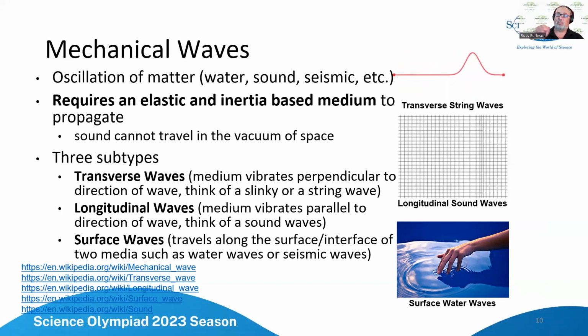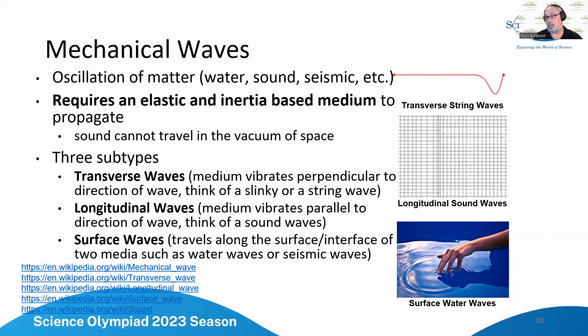Now, there are three subtypes of mechanical waves: transverse waves, longitudinal waves, and surface waves. Let's talk about transverse waves. In this one, the medium vibrates perpendicular to the direction of the wave. So if the wave is coming towards you, the vibration is exactly normal to that, or perpendicular, or another term we like to use in 3D is orthogonal, and that's where the energy's going. If I take a rope and fling it, like in this string wave above, the energy that deforms the string is going up and down, but the wave itself is going side to side. So they're orthogonal to each other.